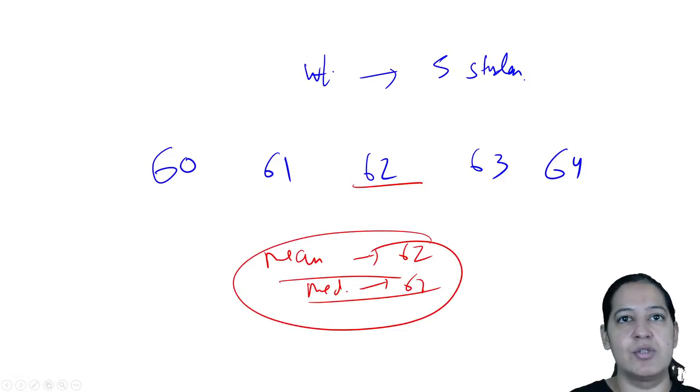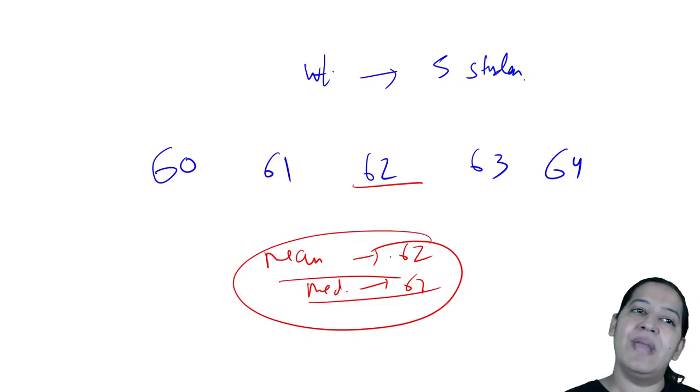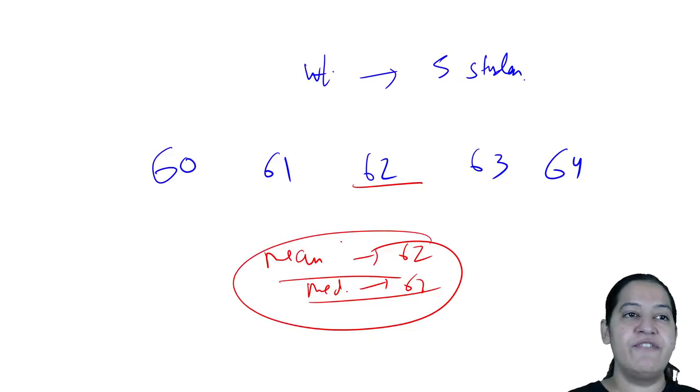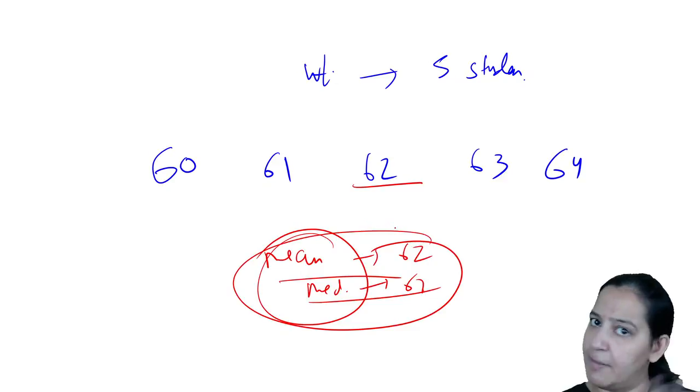Mode, yahan pe kuch hai nahi, there is no mode. No value is repeating again and again, so we can say there is no mode. So mean and median is 62. Yes, yes or no? So these are the five students. If I want to calculate variability now, central tendency to ho gayi, wo to 62 hai, khatam baat.